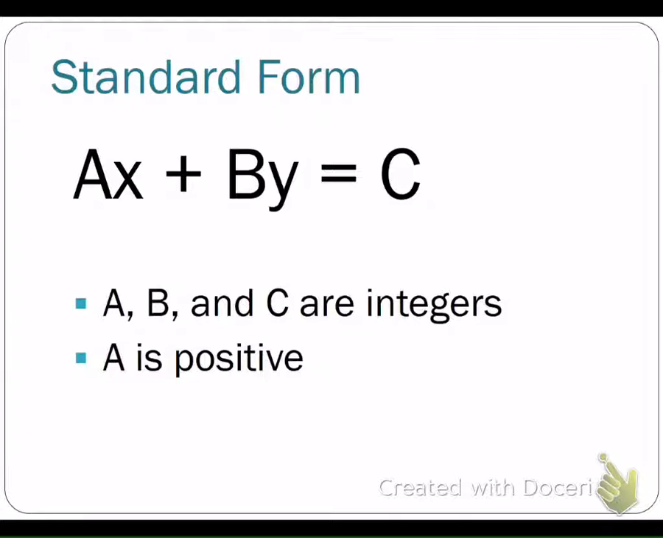So in standard form, your x and y are on the same side of the equal sign. So x and y come first, and then it equals some constant. Important things to notice. A, B, and C are all integers. Integers meaning no decimals and no fractions. Okay? The other thing that has to be true is that the first term, your leader, has to be a positive number. You can't lead with a negative.